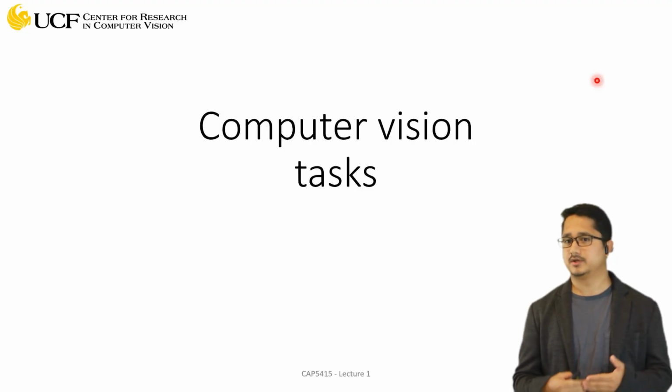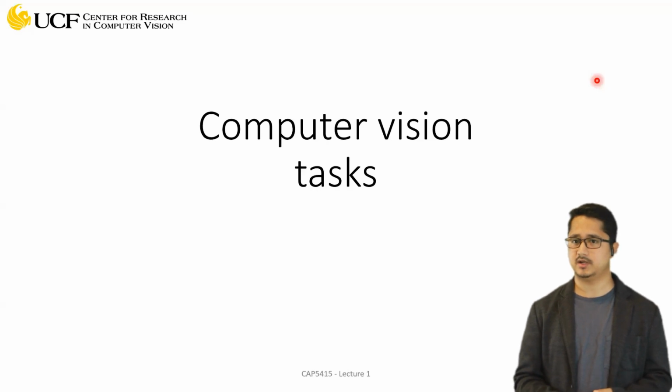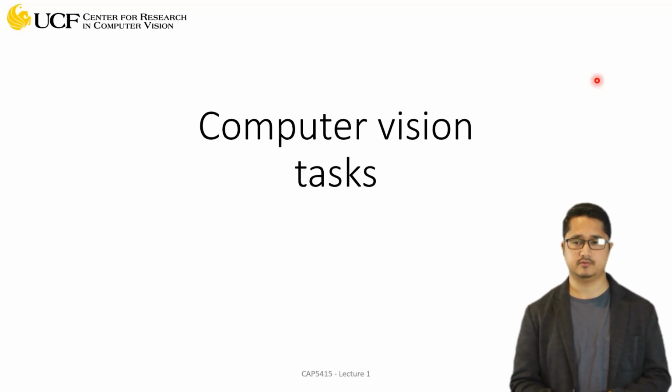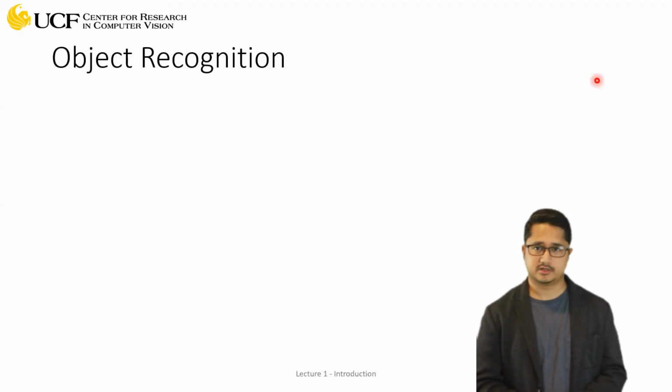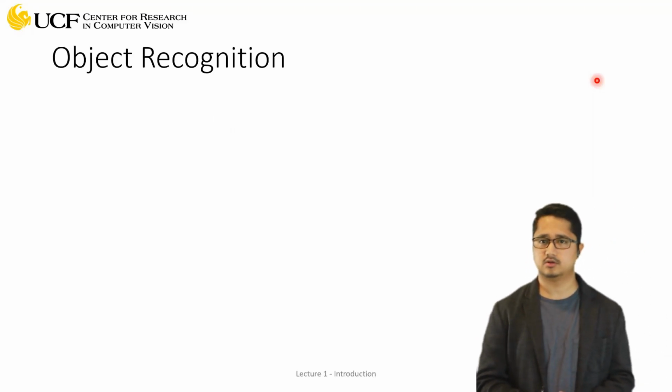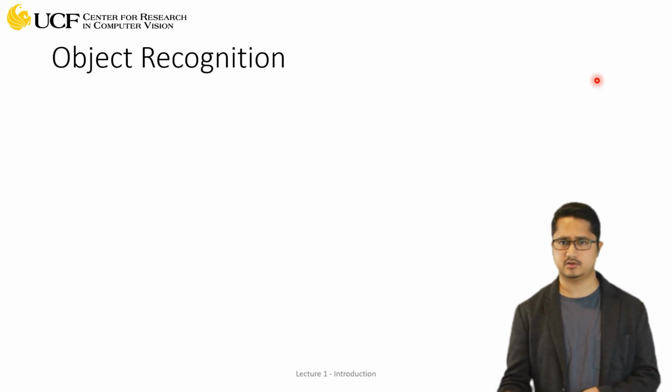We'll talk about different computer vision tasks, which are really important in computer vision and which are widely studied for this domain. The first task is object recognition. It is also called object classification, and you will see that both classification and recognition are used for the same term.